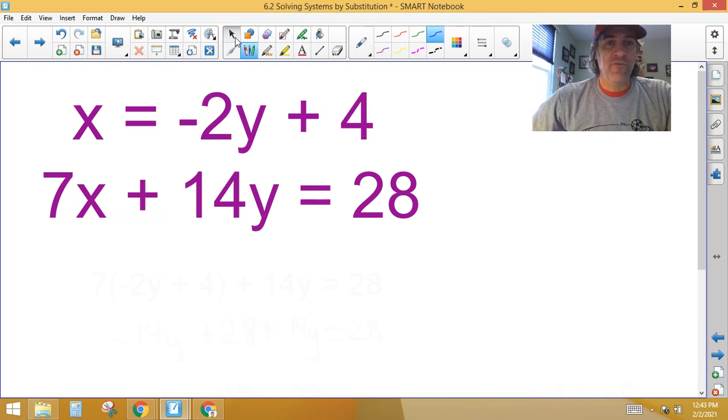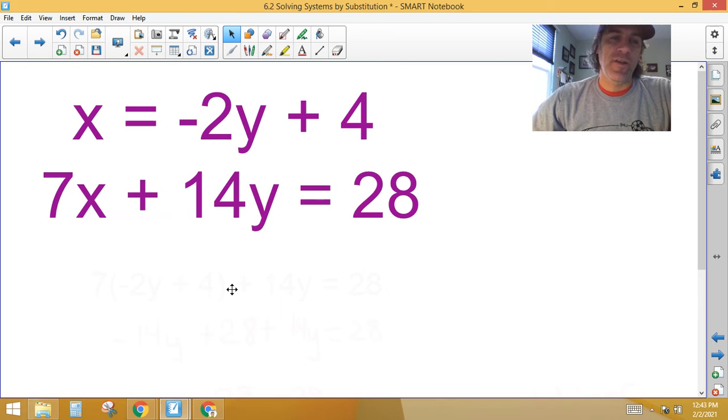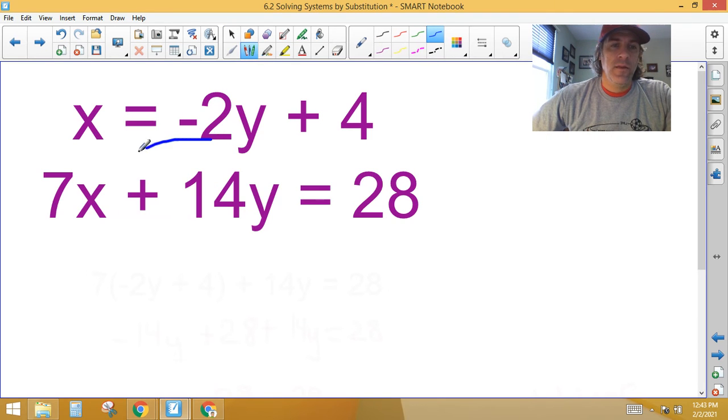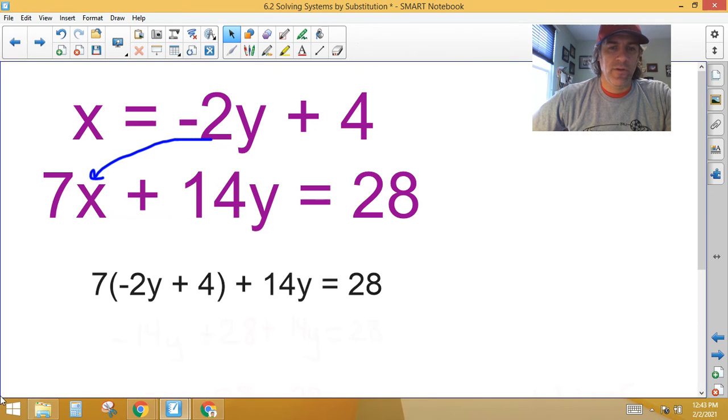Let's do it. I have 2 more examples. I'll go kind of quickly so you can pause, rewind, whatever you need to do. Here I have a system. The top one already says x equals. So what I'm going to do is plug that in for that x. So this equation I'm going to show you right now, take a look. This says 7x, because x is equal to negative 2y plus 4, plus 14y equals 28.